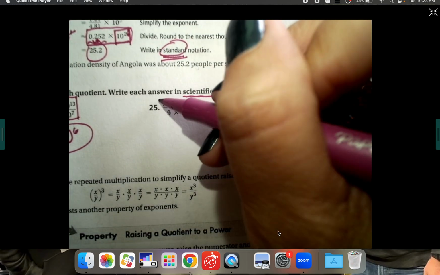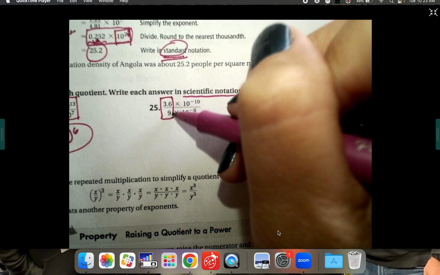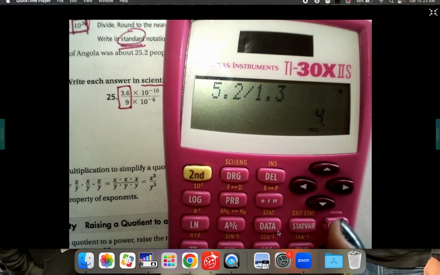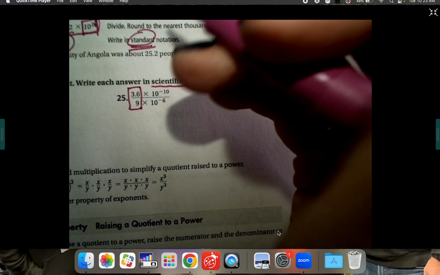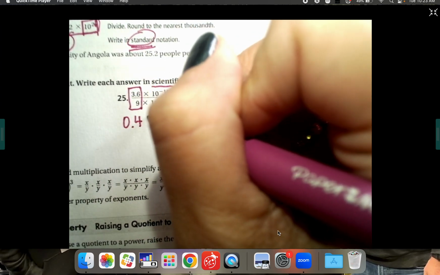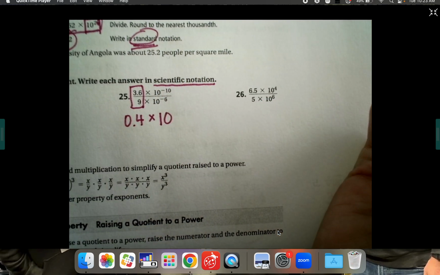All right, I'm going to keep going. So 3.6 divided by 9 in my calculator. 3.6 divided by 9 is 0.4. That's a problem. That's not scientific notation. Let's go ahead and see what we've got here, though.